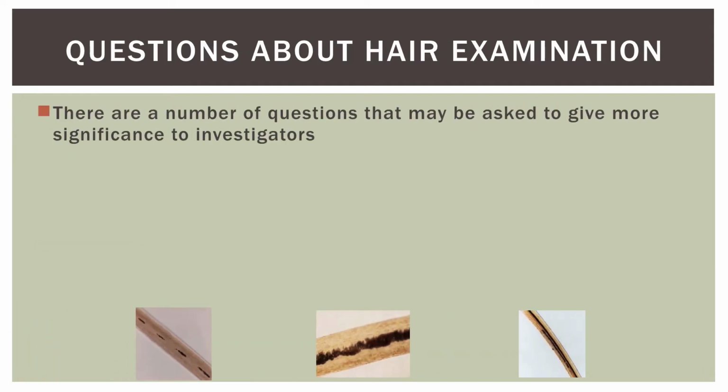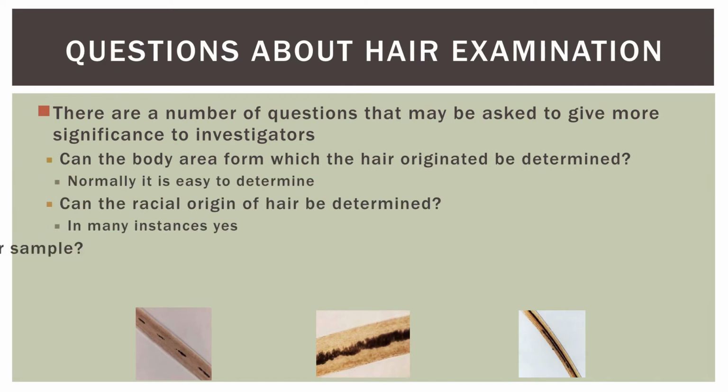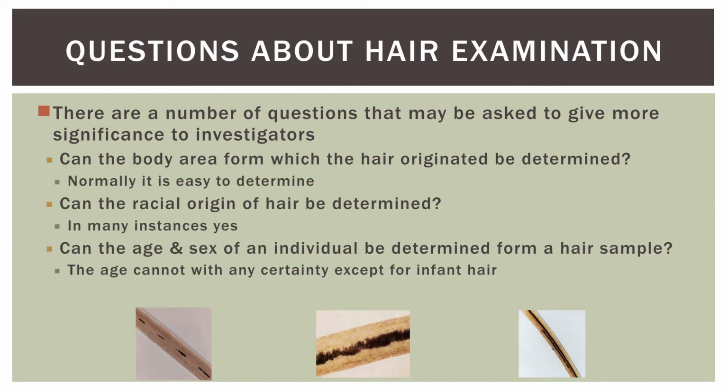There are a number of questions that can be asked by investigators that will help to give more significance to the evidence. One question is, can a body area from which the hair originated be determined? Normally, it's pretty easy to do that. The scalp generally has little diameter variation along the shaft. They tend to have more uniform distribution of pigment.